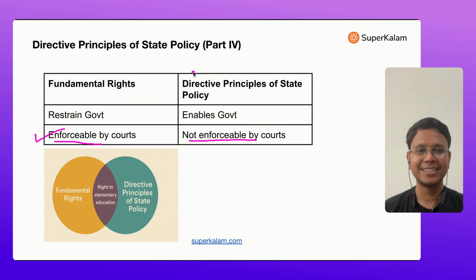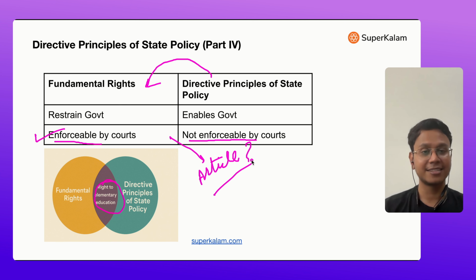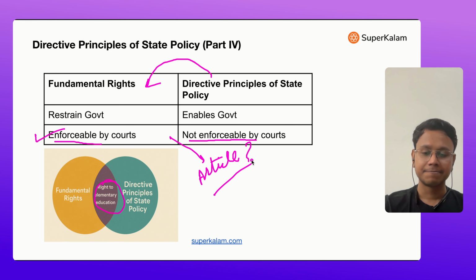There have been changes also. Like in the past, certain directive principles were moved into fundamental rights. Right to elementary education was one. Now, I want to know from you all, in which article of the fundamental rights is the right to elementary education there? It was earlier a part of directive principles, but it was moved to fundamental rights. So tell me which article it is a part of. This will be your homework, right?